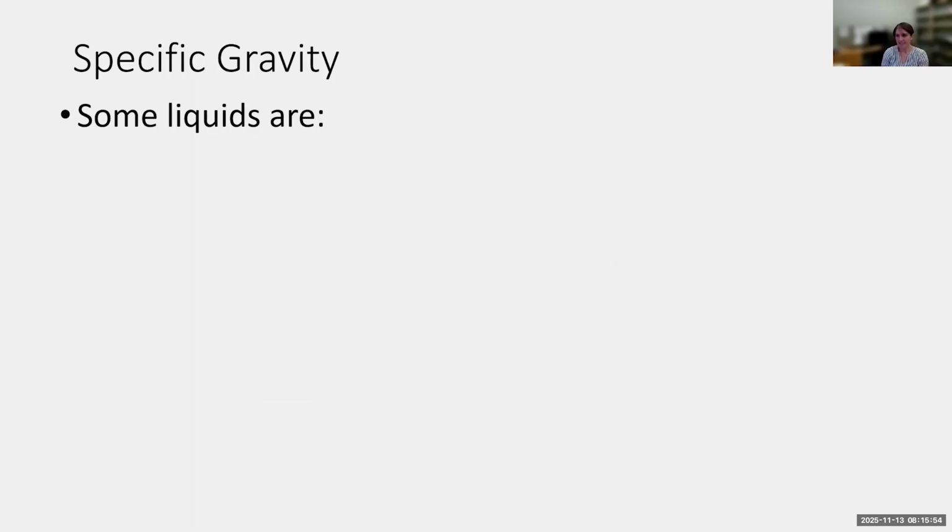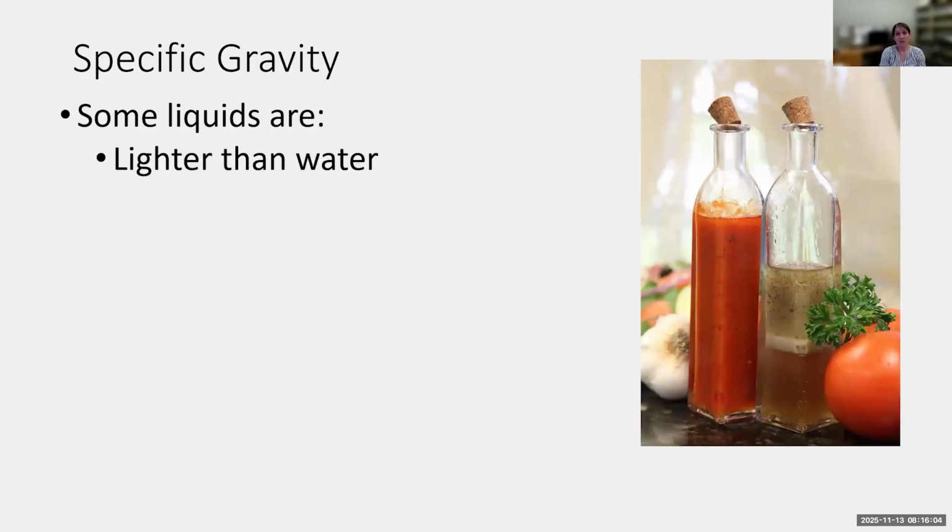If we're trying to calculate the specific gravity of a liquid and we're using water as our standard, we're calculating how much heavier or lighter than water our liquid is. So some liquids are lighter than water, like oil. Oil will float if combined with water, like in the picture of the salad dressing here that's separated. Water has a specific gravity of 1, so oil is going to be lighter, and it's going to have a specific gravity of less than 1. So like 0.8 to 0.9.